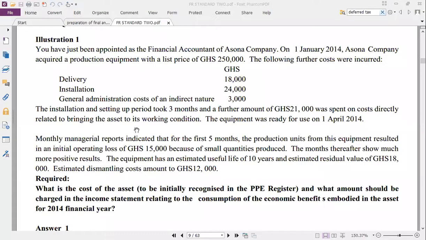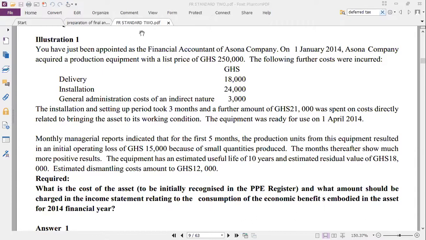general administration cost of indirect nature. Will it be part? Okay, what if it is direct nature? Admin cost. So admin cost should not be part. General administrative cost should not be part. So 3,000 out. So where are you going to treat it? Good, operating expenses. You add admin cost to operating expenses. So that 3,000 goes to operating expense.